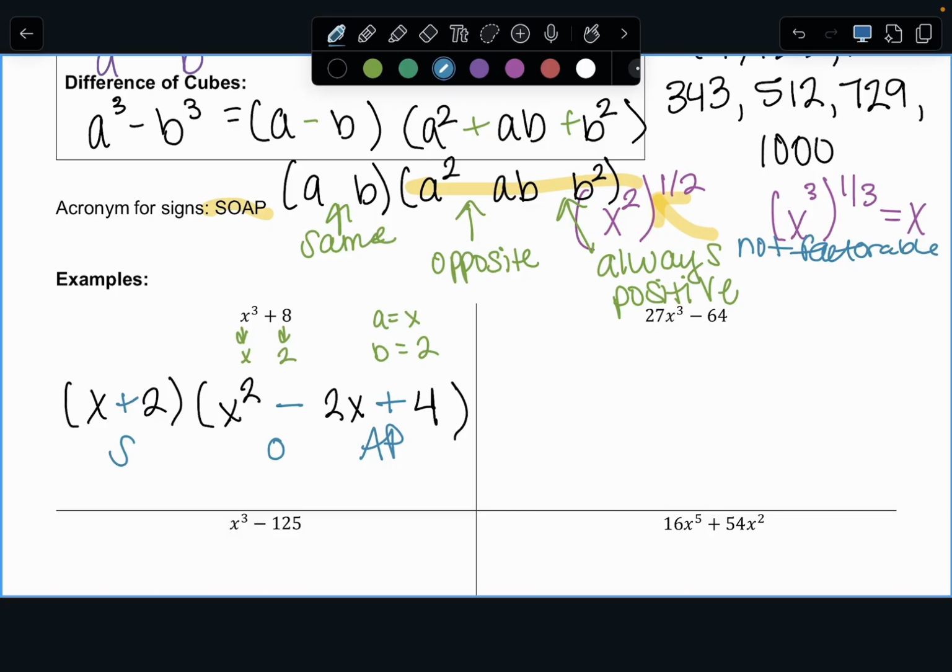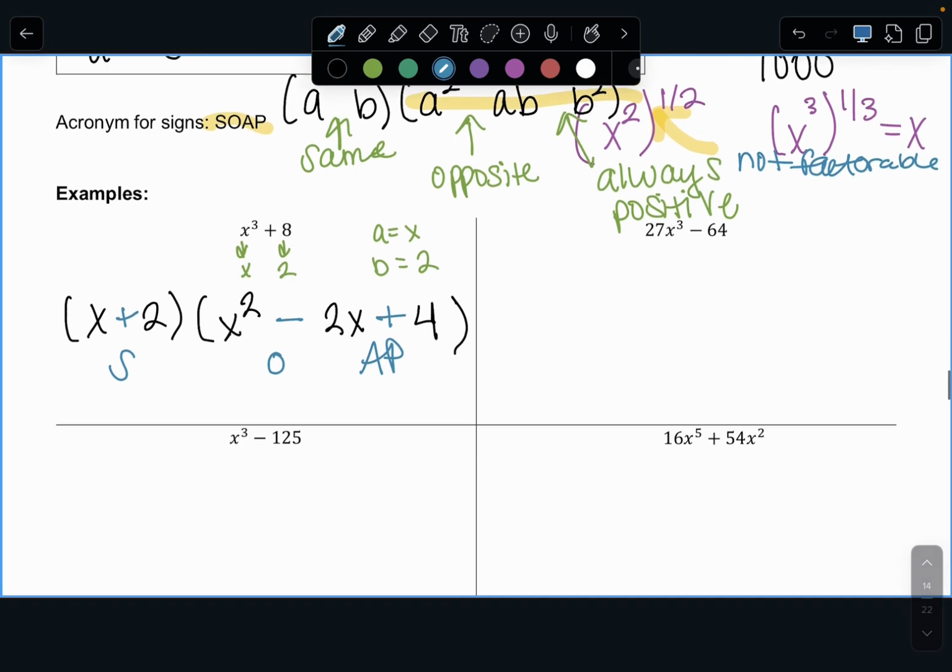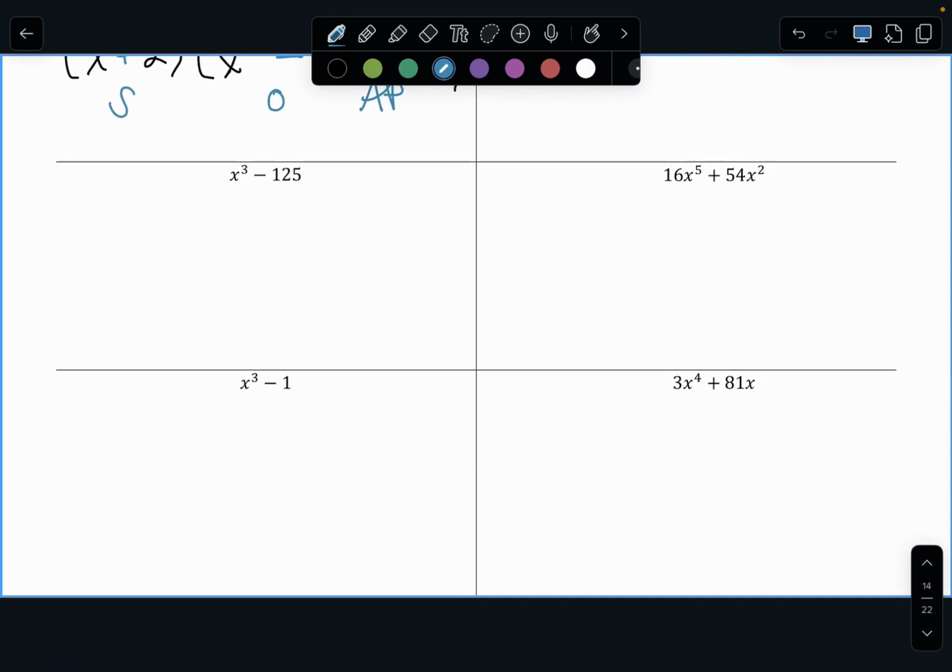Questions on that example? Okay, I want you to try just this one right here on your own or with the people around you. Actually, let's do both of them. Let's do these two on your own or with the people around you, and then we'll reconvene in a few minutes.